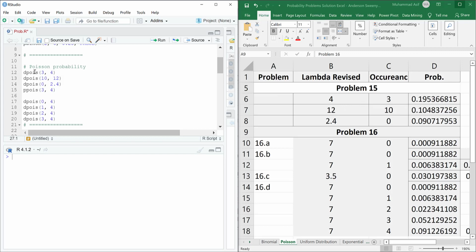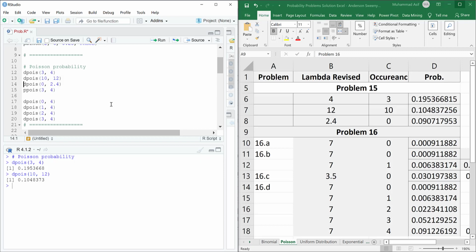We are interested in 3 outcomes, and the average is 4. If I run this command, that gives us a 0.195 probability. That's exactly the same as we got in Microsoft Excel. And then the next one is, let's say we are interested in 10 outcomes when the mean is 12, and when I run this command it gives 0.104, and again that's exactly the same.